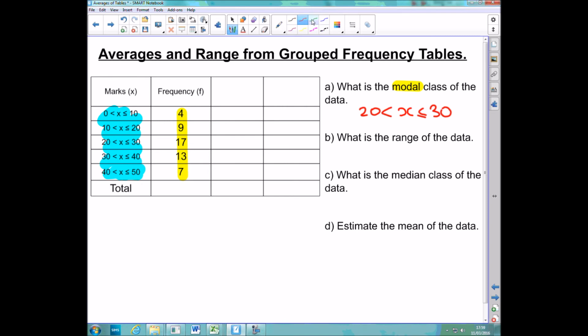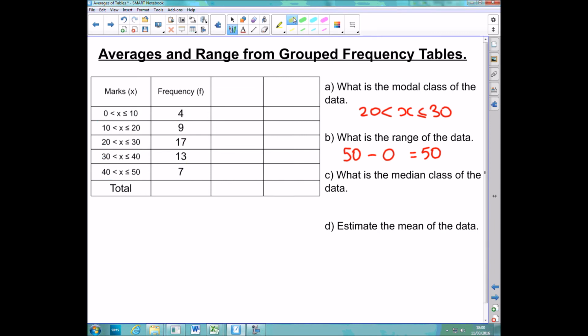Now they might ask you for the range of the data. We don't actually know the highest score that was got or the lowest score. We can only estimate this. And we know that the biggest possible score that somebody could have got was 50, which is this number down here, and the lowest possible score is 0, which is this number here. So my range is going to be the biggest number, 50, take away 0, which is 50.